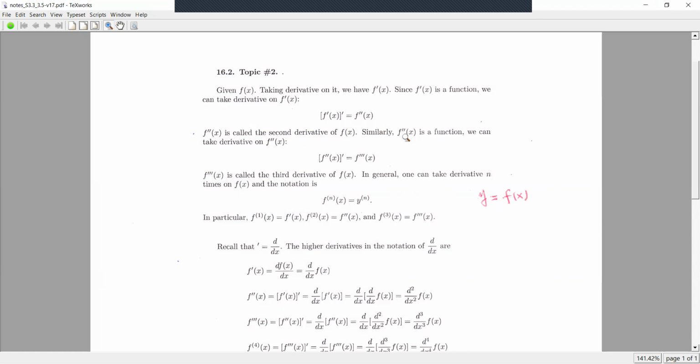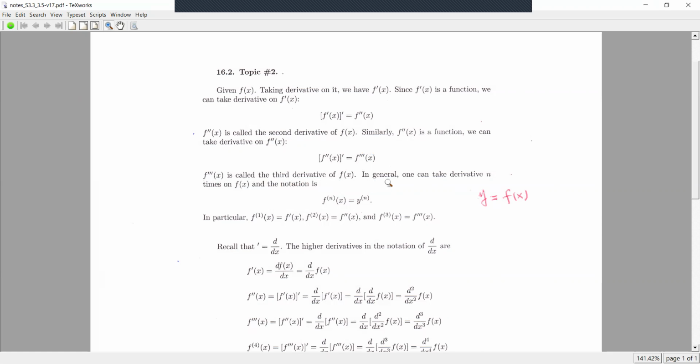Similarly, f double prime of x is a function. We can take the derivative of it, and the notation is f triple prime. f triple prime is called the third derivative of the original function f.